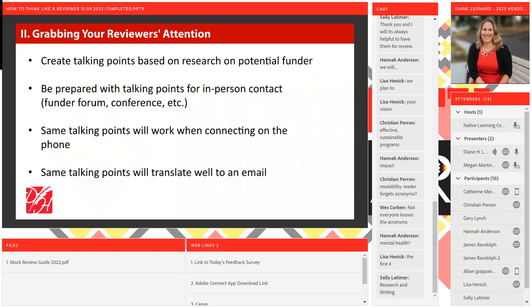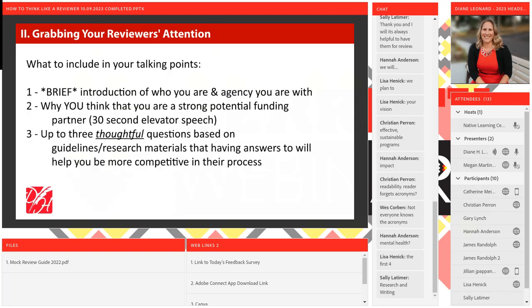So what I would encourage you to do is to take the work of your research and prepare talking points. These talking points are going to make sense whether you are on the phone or whether you're using them as an email, or maybe you're preparing them so that you can give them to your executive director or another colleague who's going to be in person at a meeting or a conference with the grant maker. What I encourage you to include are these 3 points.